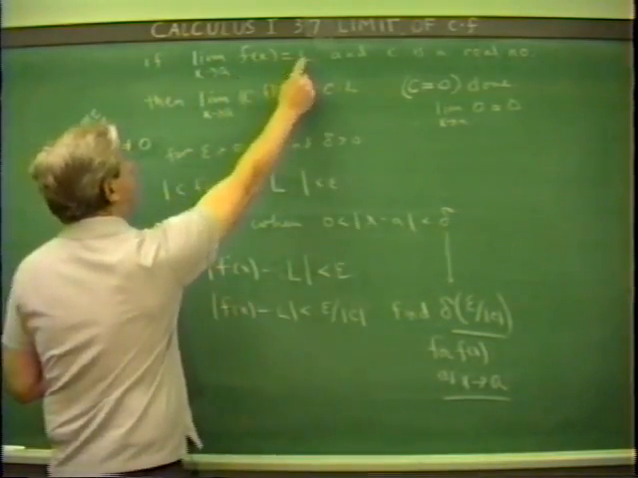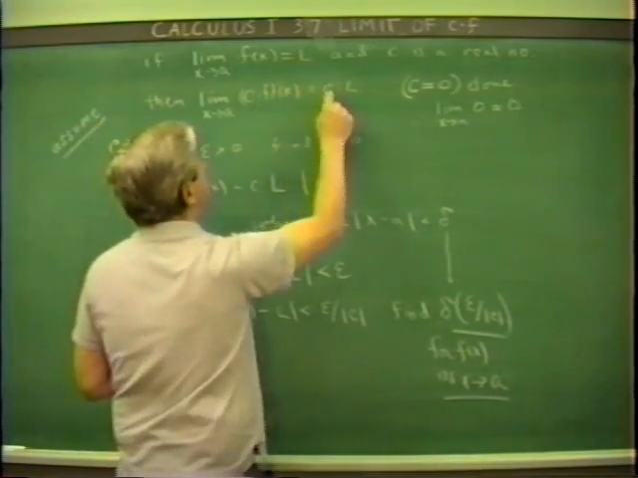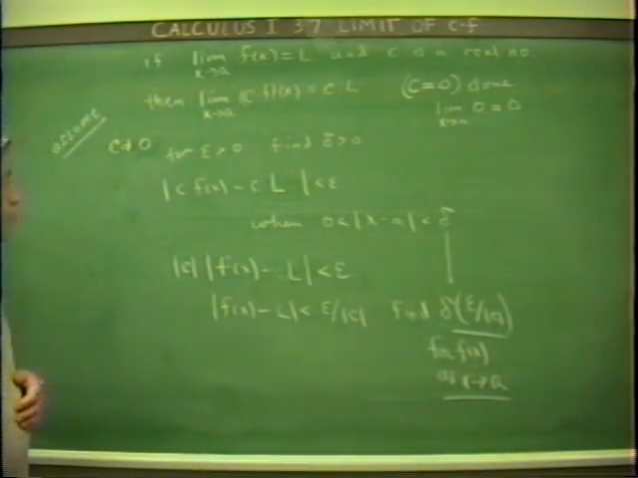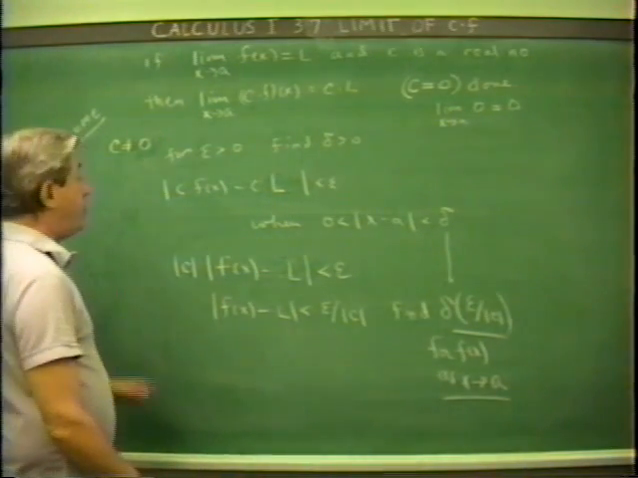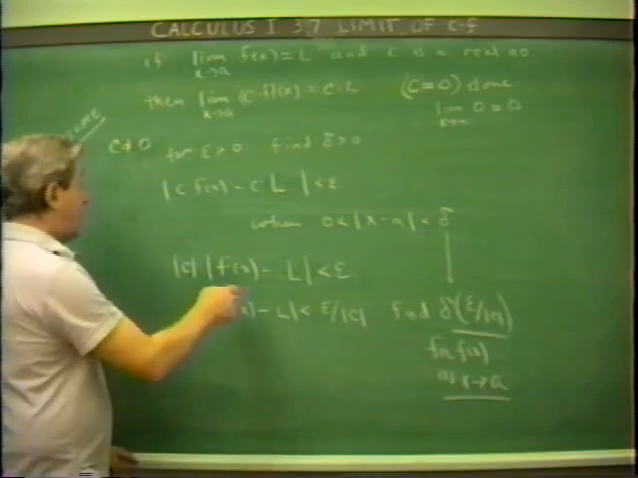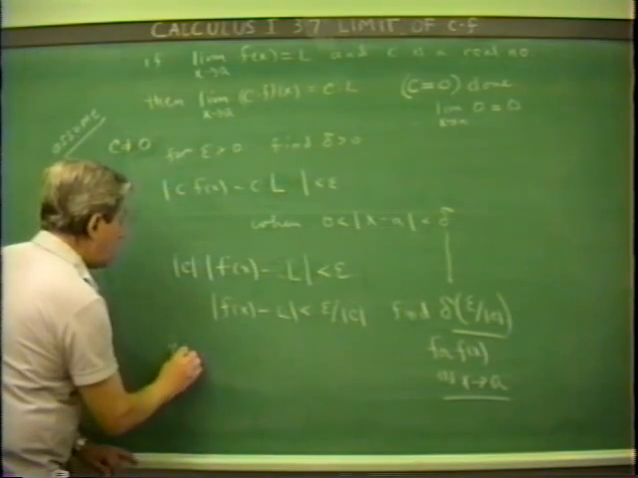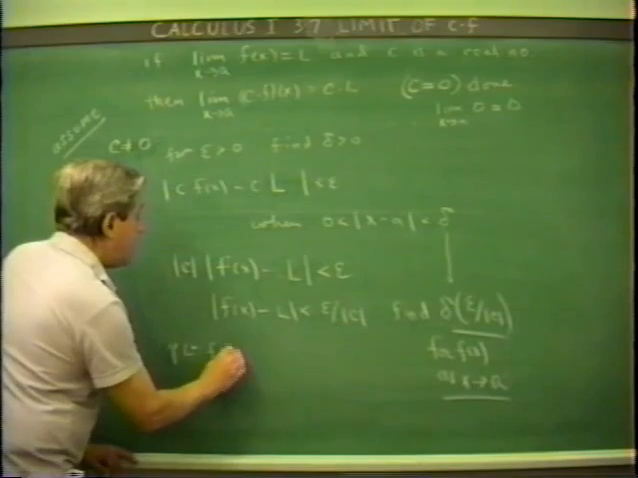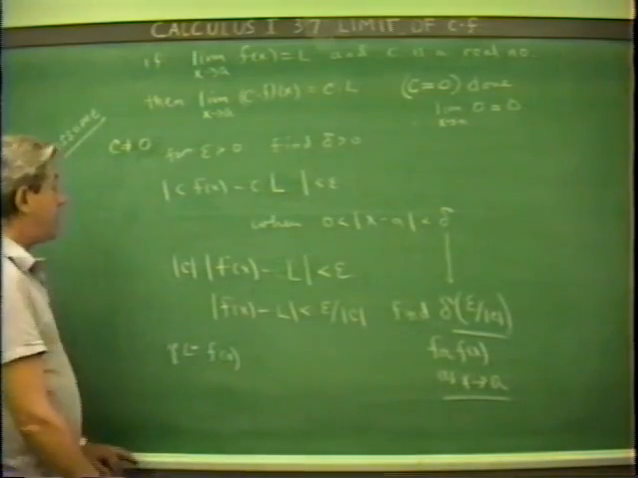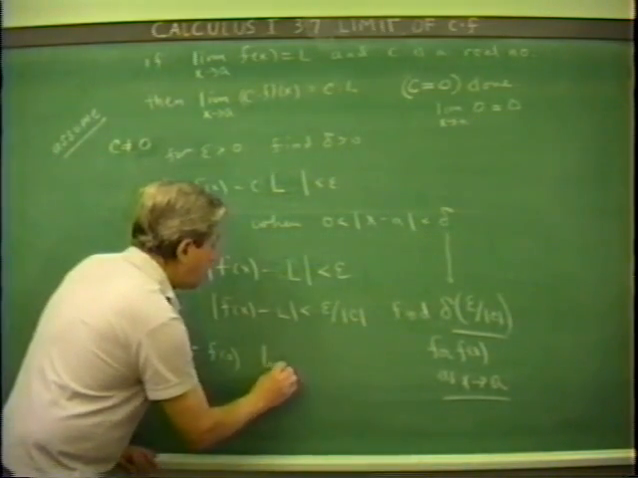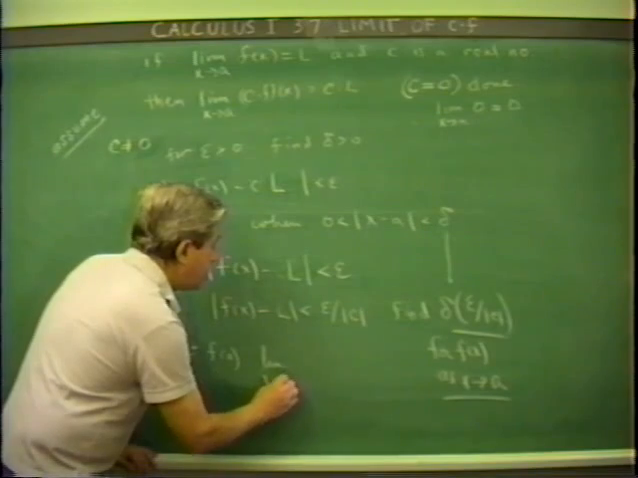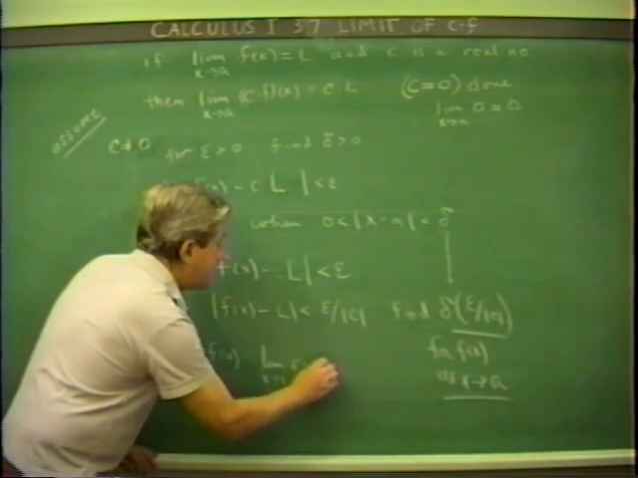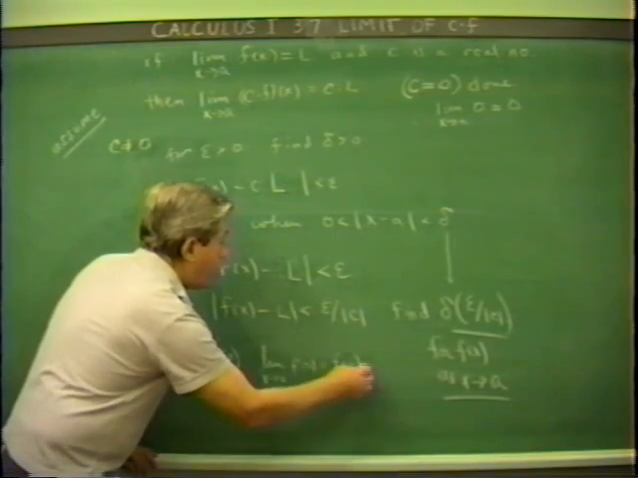Anyway, suppose g of x is less than f of x, which is less than h of x, on an interval containing a, within delta of a. Not necessarily at a itself. We remove the possibility of a; they don't have to be defined there. And suppose the limit as x approaches a of g is equal to L, equal to the limit as x approaches a of h. Then the limit as x approaches a of f of x is L.